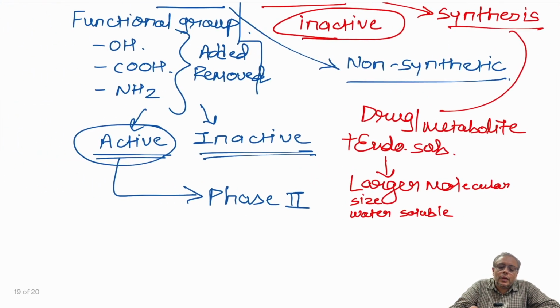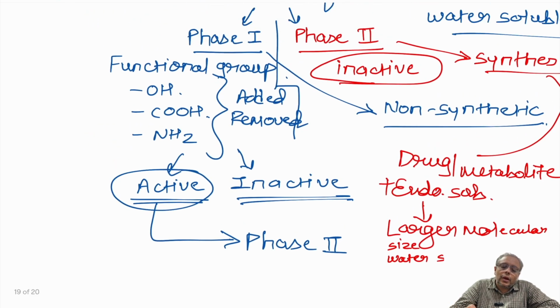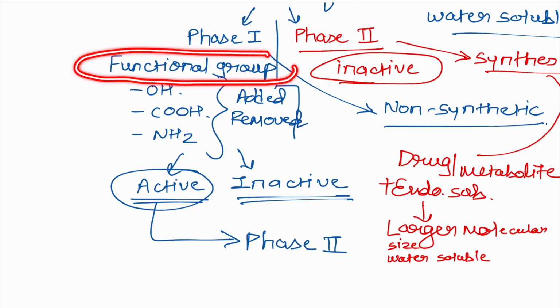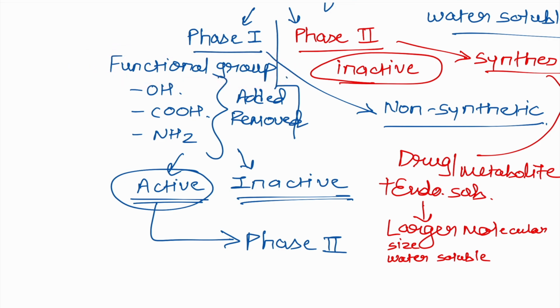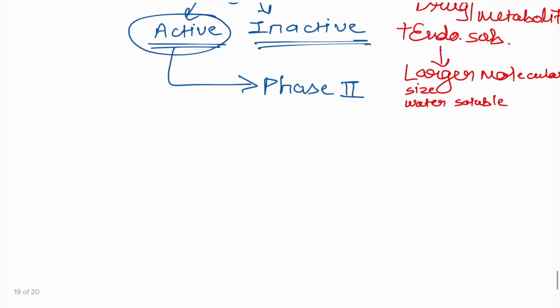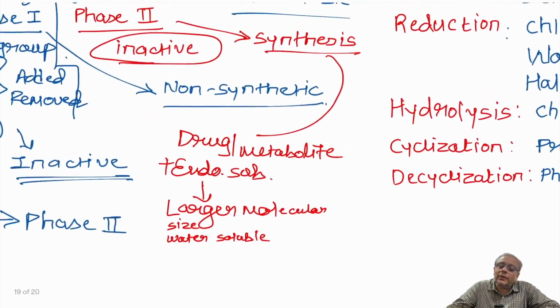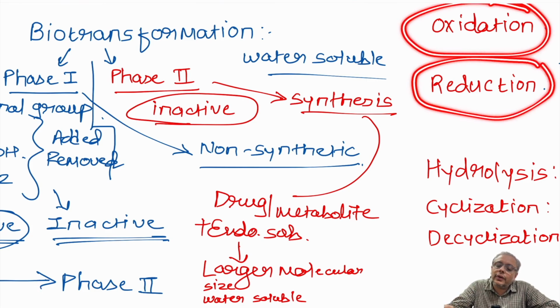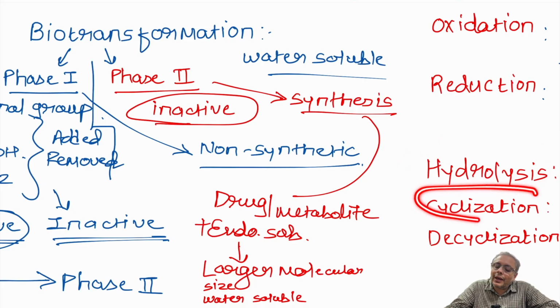Now again come back to our phase 1 reaction. This question may be asked in your exam, that as all these are synonyms, describe the phase 1 biotransformation reaction in detail. As there is addition or removal of the functional group, it is also known as a functionalization reaction. Now, which are these reactions? I have already told you in the previous session, and these are oxidation, reduction, hydrolysis, cyclization and decyclization.